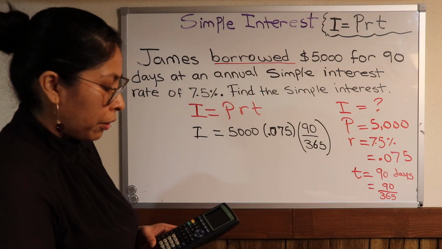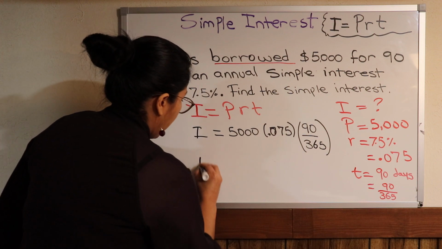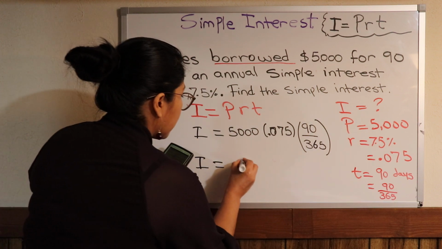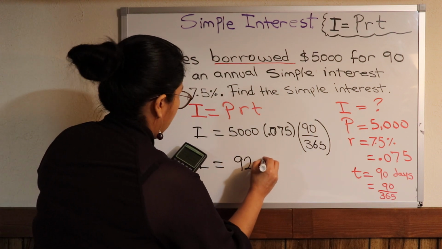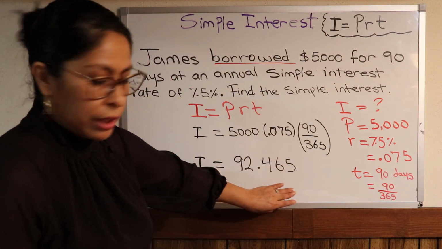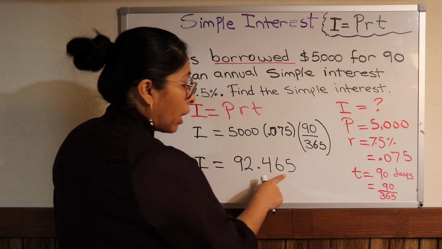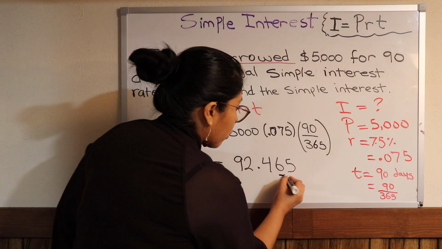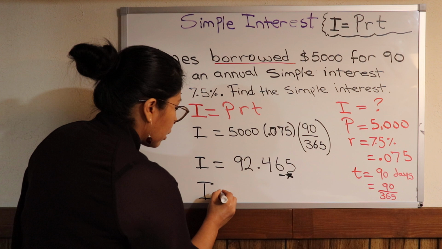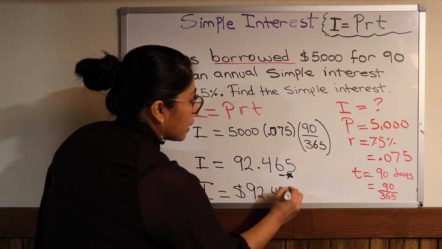So I use my calculator, and it's going to be 92.465, and it keeps going. But I'm gonna stop right here. Since we're talking about money, remember that you should round it off. So I'm gonna round it to the hundredths place value. I'm gonna look at the 5. So my final answer for the interest is going to be $92.47.